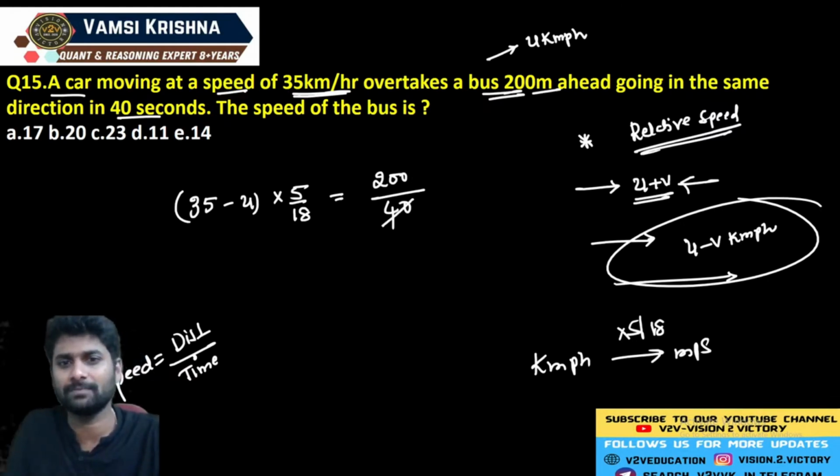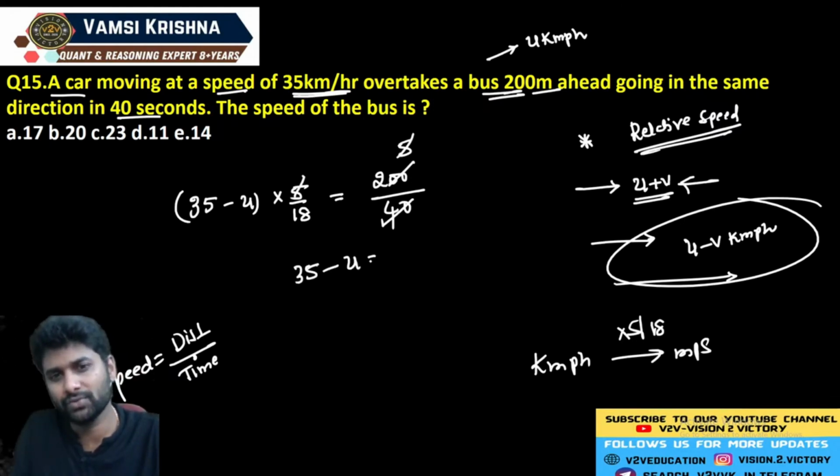Just go through the calculation. It's 5 times 5, 5 cancel. 35 minus u is equal to 18. Then u is equal to 17.